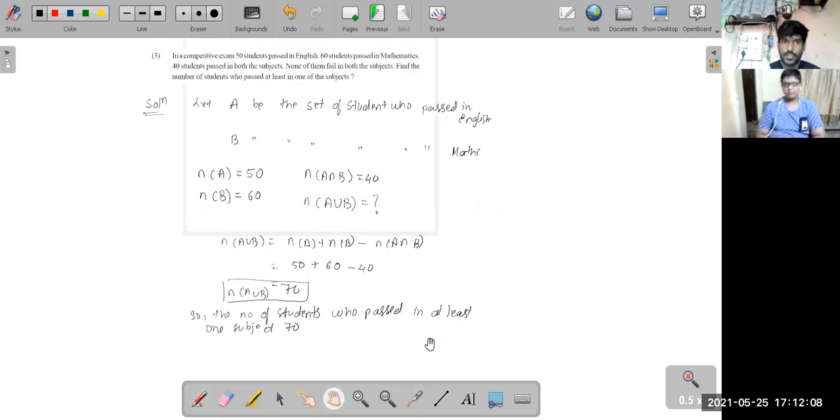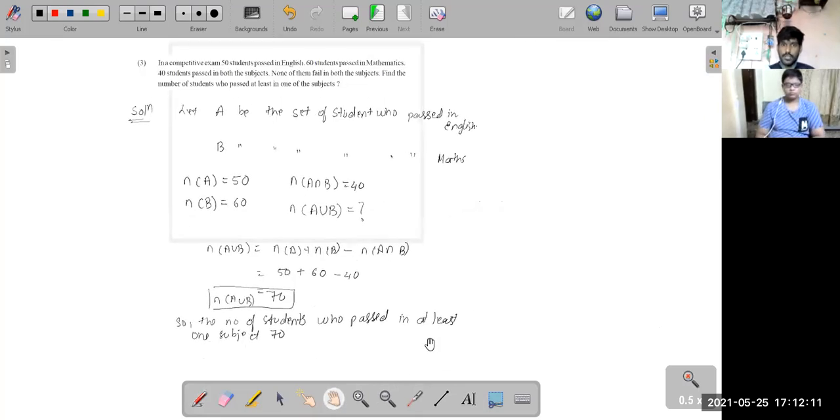I want you to go through this sum. You can zoom and see. Okay, go through the sum right from start to end. Yes, sir.